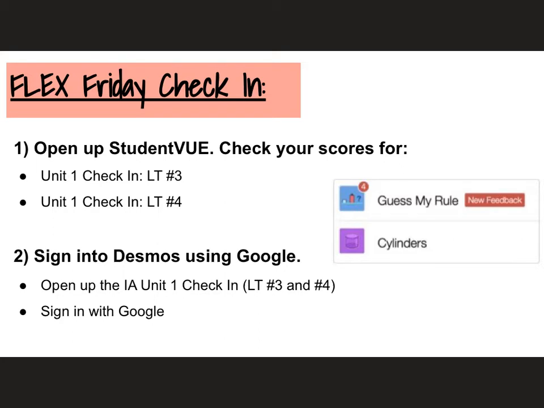Today our goal is just to review our whole unit and make some fixes on this check-in that we took on Friday if we made any mistakes. So first step again is we open up our check-in from Friday.